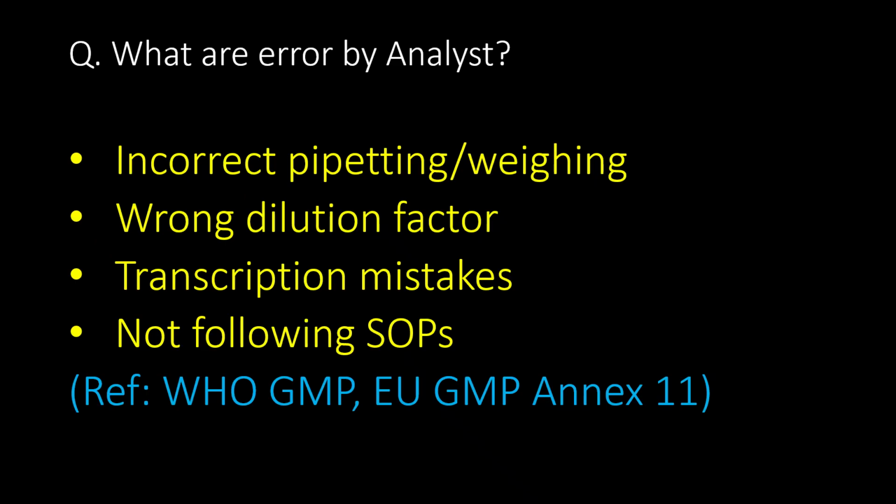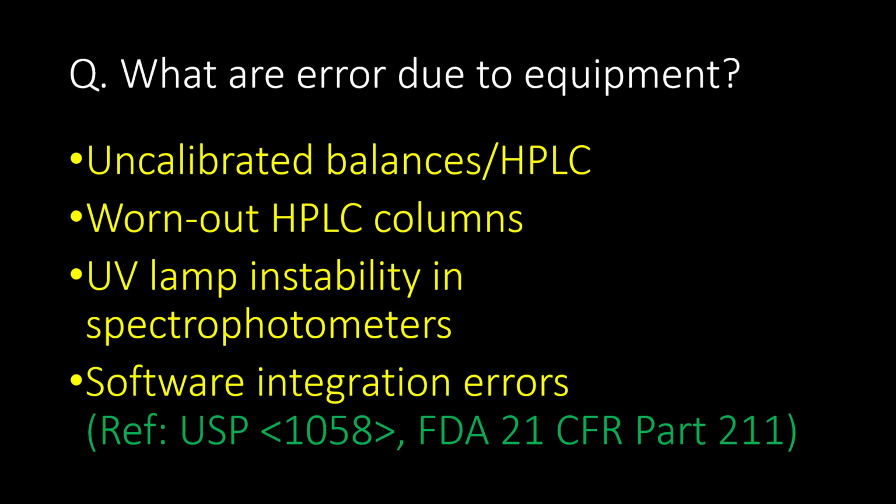What are errors by analyst? As per WHO GMP and EU GMP Annex 11, incorrect pipetting or weighing, wrong dilution factor, transcription mistakes, and not following SOPs are the errors by analyst. What are errors due to equipment? Uncalibrated balances or HPLC, worn out HPLC columns, UV lamp instability in spectrophotometers, and software integration errors are the common errors due to equipment. Reference USP chapter number 1058 and FDA 21 CFR Part 211.